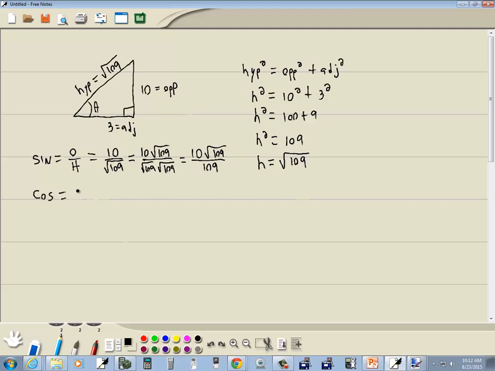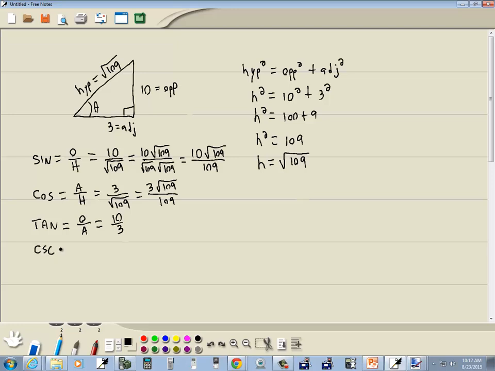Now cosine is equal to adjacent over hypotenuse. Well, adjacent is 3 over square root of 109. And we want to multiply top and bottom again by the square root of 109. We don't want to leave a radical down there. So it becomes 3 square root of 109 over 109. Tangent is equal to opposite over adjacent. Opposite is 10 and adjacent is 3.